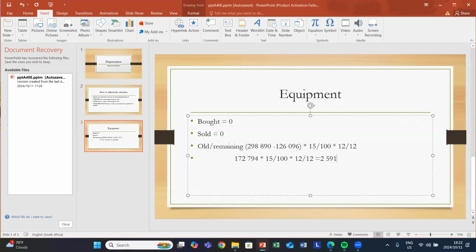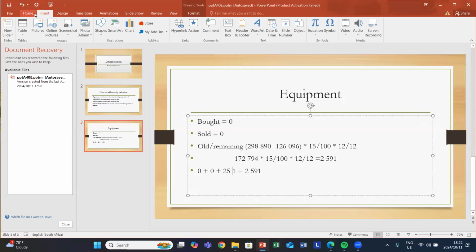So that will be a depreciation for all the remaining. For us to get the total depreciation for equipment, we'll say 0 plus 0 plus 2,591. Therefore, the total depreciation for equipment is basically 2,591. And this is how we calculate our depreciation.